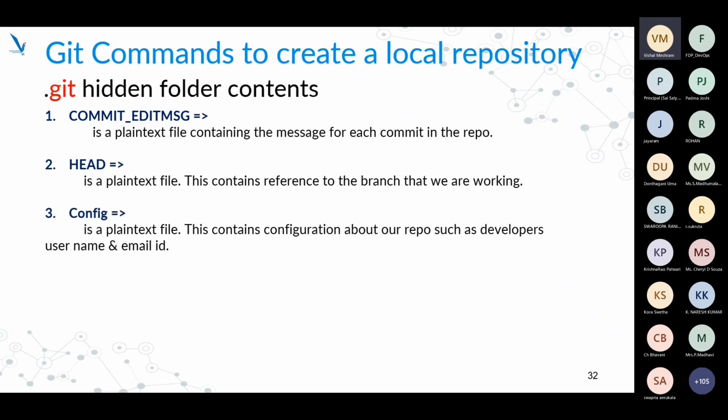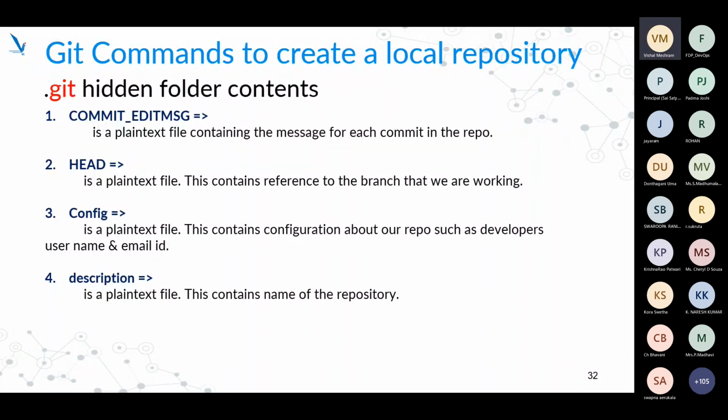Then another is the config file. Like I have mentioned, you have to configure your username and email. All this configuration information is stored by Git in a config file. Again, it is a plain text file. Then the name of your repository is stored in the description file.